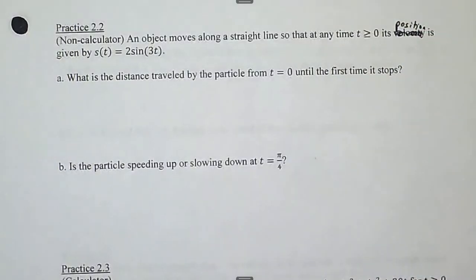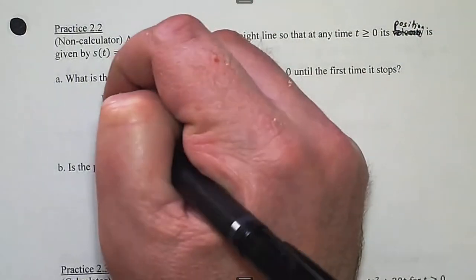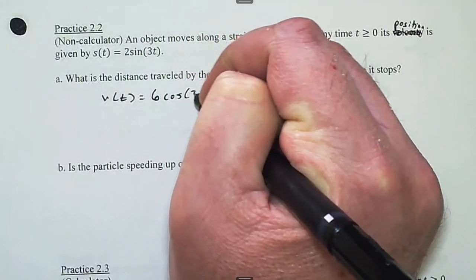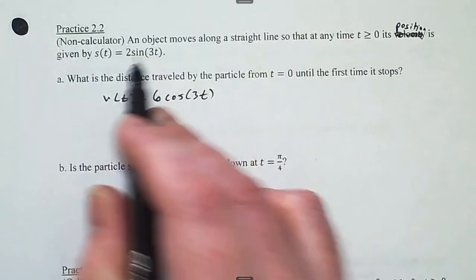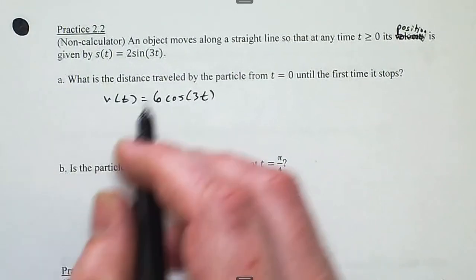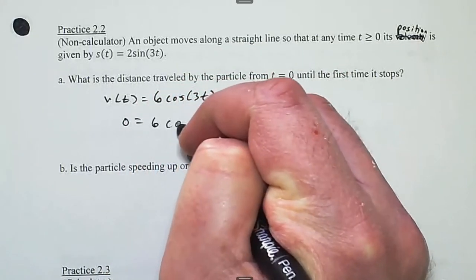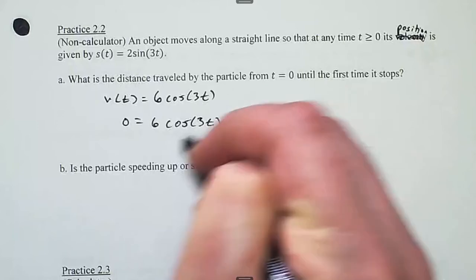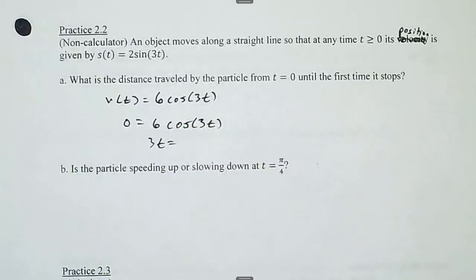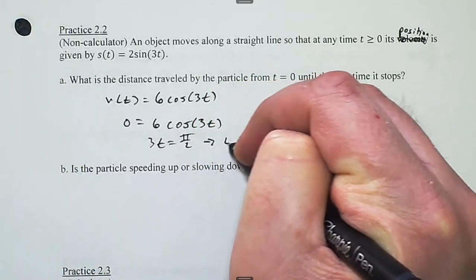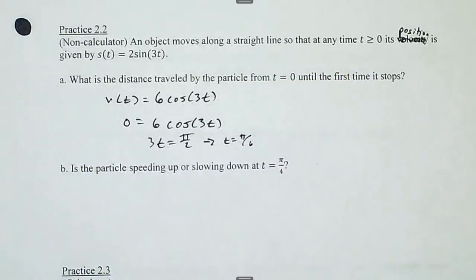So to know when it stops, we have to know velocity. Velocity is going to be 6 cosine 3t. I did the chain rule and multiplied the 3 times 2. So this is going to equal 0 when cosine is equal to 0, which the first time is pi over 2. So that implies that t equals pi over 6. So t equals pi over 6 is the first time this particle will stop and actually change direction.